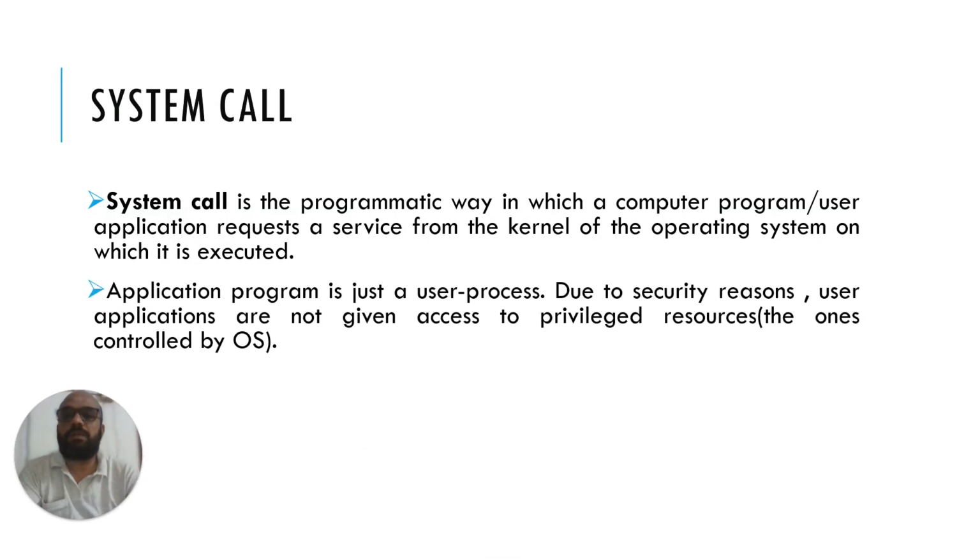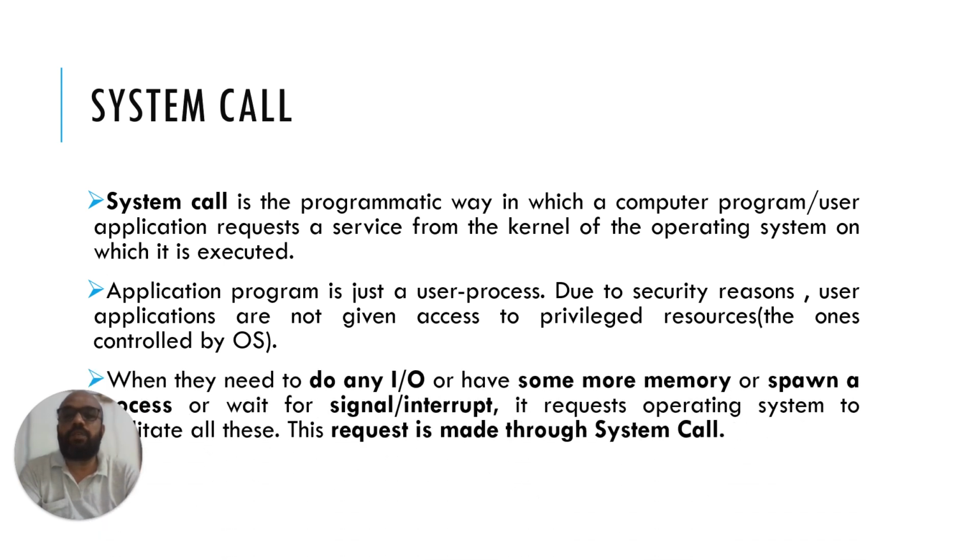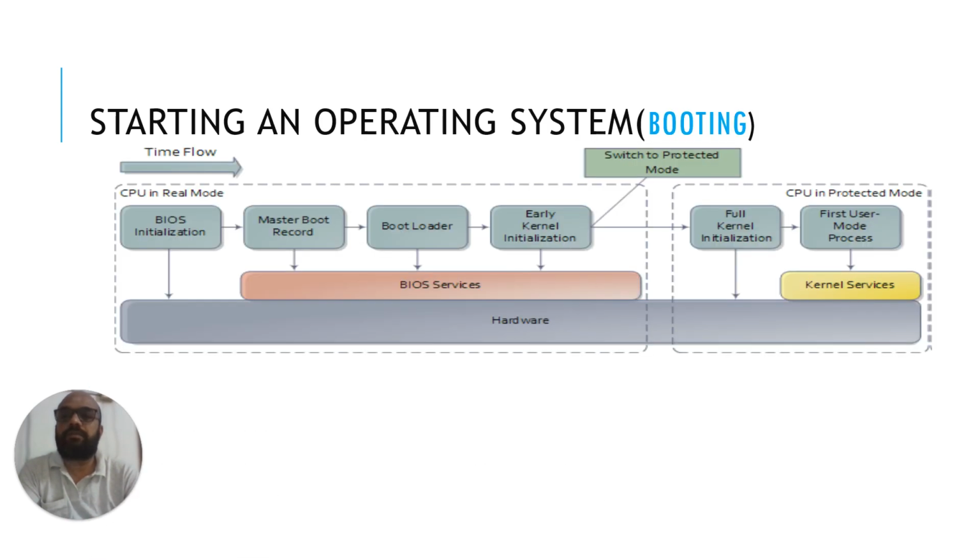System call. A system call is a way in which a computer program requests a service from the kernel of the operating system. An application program is a user process, and due to security reasons, user applications are not given access to privileged resources. So when they need to do any IO operation or use memory, they request the operating system to initiate it. This is done through a system call. System calls are also called software interrupts.